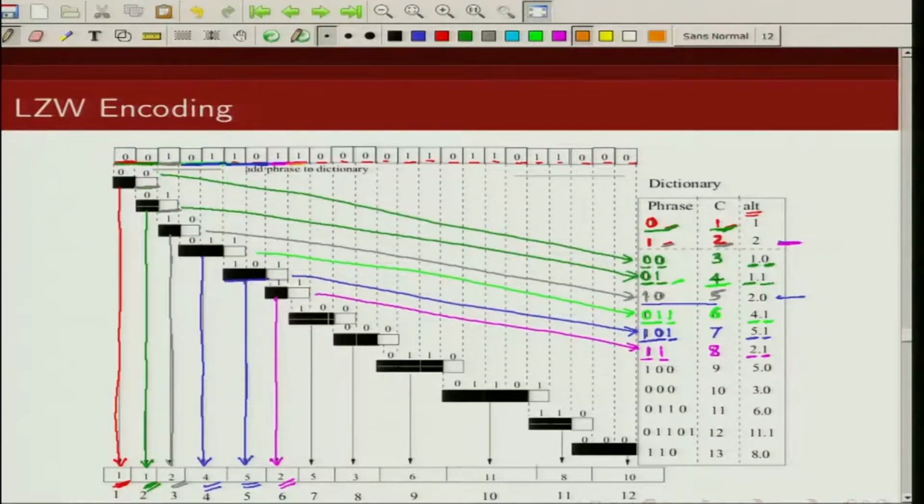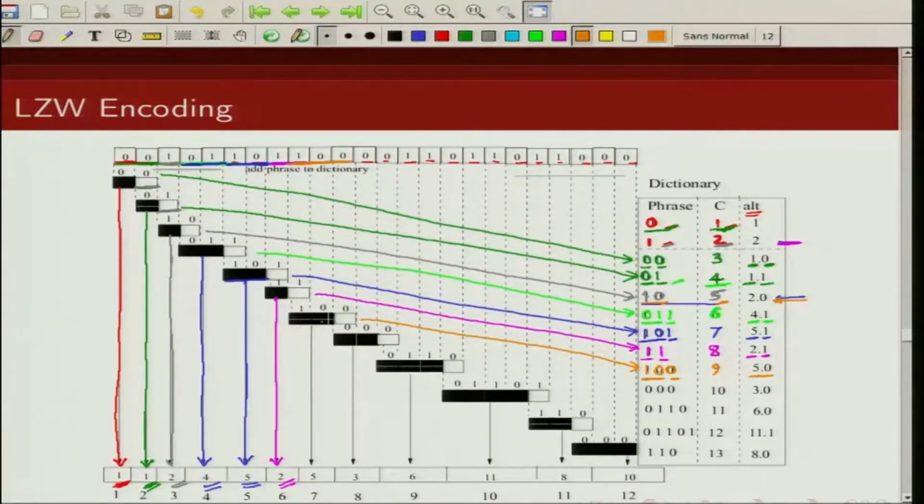So we start from here. This 1 is already there in the dictionary. 1 0, is 1 0 in the dictionary? That's there. This 1 0 is there in the dictionary. Let's look at 1 0 0. Is 1 0 0 there in the dictionary? Not so far. So then we are going to put 1 0 0 into the dictionary. So that will be 1 0 0. This is code word number 9. This can be written as the concatenation of 1 0 with innovation symbol 0, and 1 0 is code word 5. So it's 5 concatenated with innovation symbol 0.